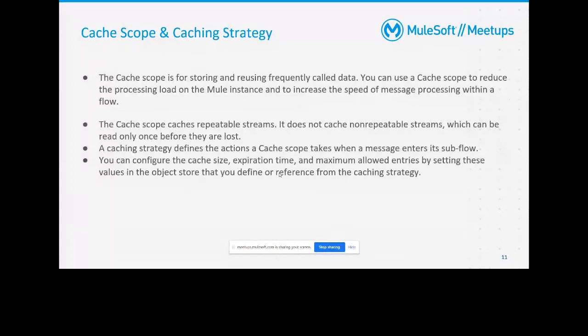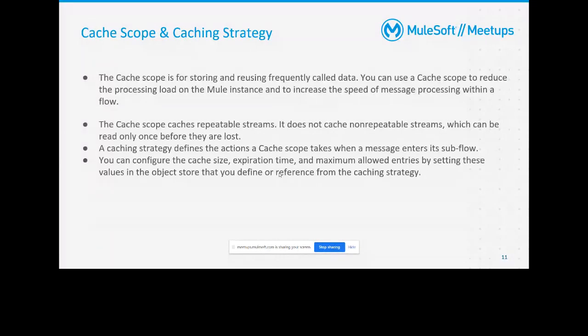So what does caching strategy mean? It defines how the cache scope should behave based on the parameters we enter for the caching strategy. We can configure cache size, expiration time, and maximum allowed entries by setting these values in the object store that we define or reference from a caching strategy. Based on that, our cache scope will behave according to the parameters that we set.